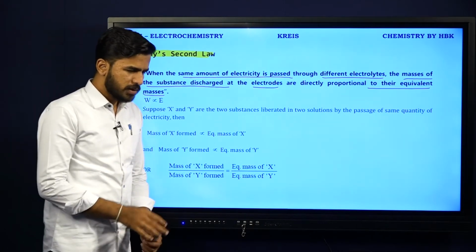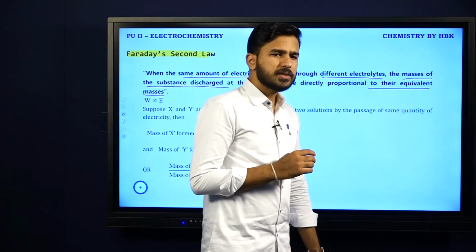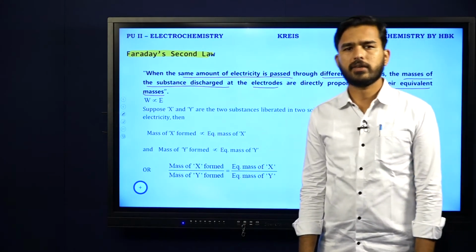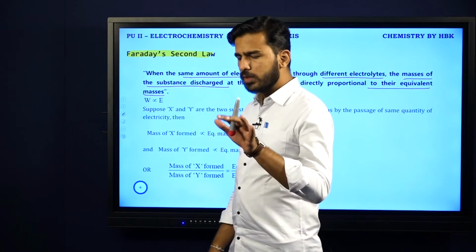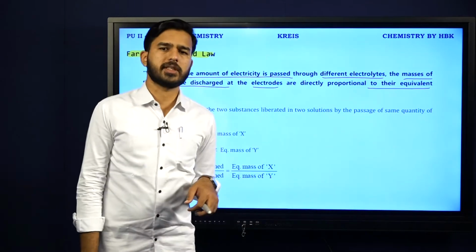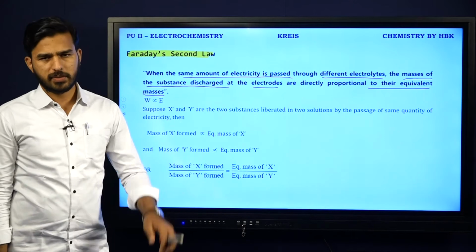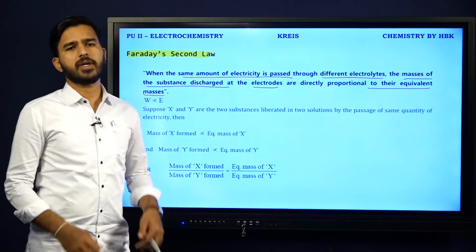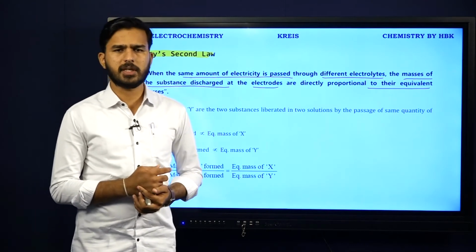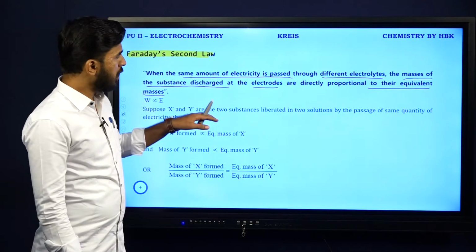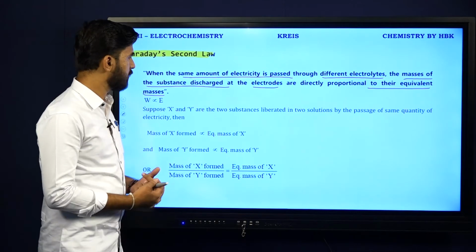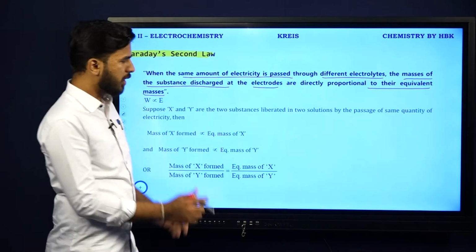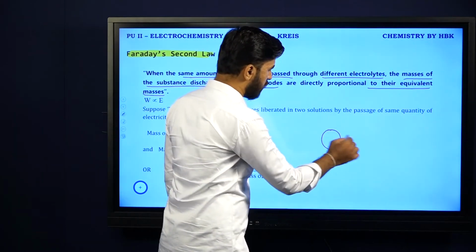According to Faraday's first law, during electrolysis, the mass of the substance discharged is directly proportional to the quantity of electric current passed. There, I was using one electrolysis or one electrode or one substance. When one substance is used, how much gets deposited depends on the quantity of electric current passed. But if you use different electrolytes, then between two different electrolytes, for example, you take this one as 1 and this one as 2.